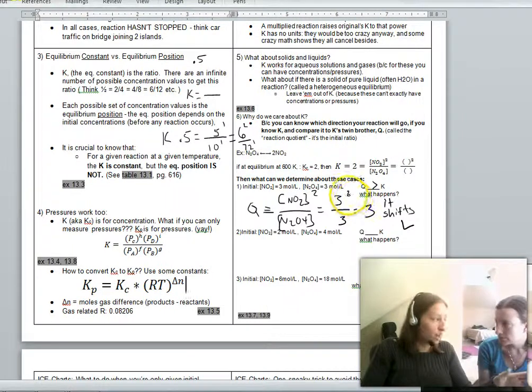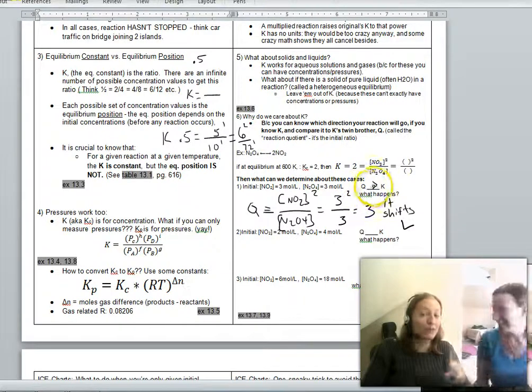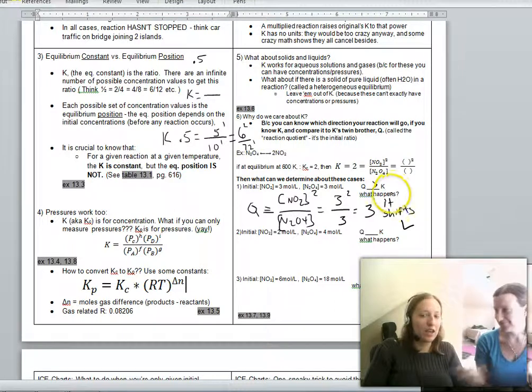That is true every time Q is greater than K. So it might be helpful to memorize that when Q is greater than K, it goes left, because if you don't memorize that, you're going to have to think about the dang fractions every time. Okay, if Q is greater than K, that means that there's... wait, what does that mean? Q is greater than K, it goes left.